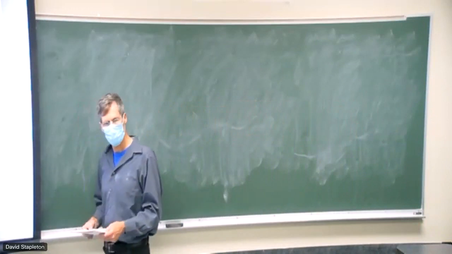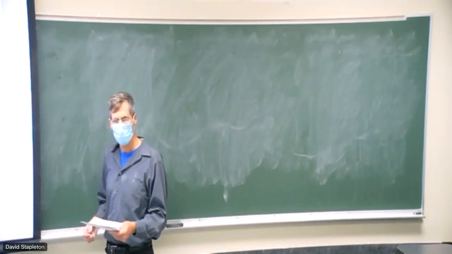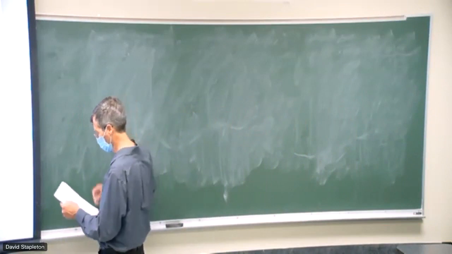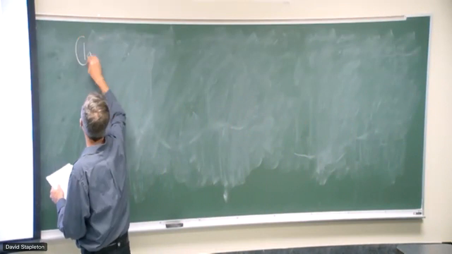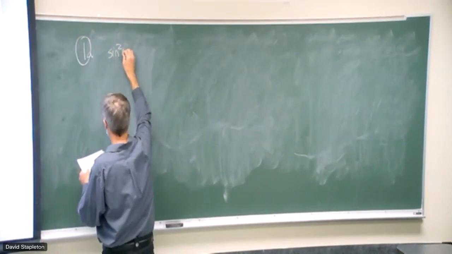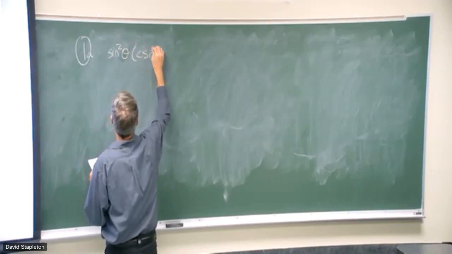Number one, okay, did you want to look at number one, either of you? Yeah. You got it or no? Oh, yeah. Okay. So if you have one A, look at sine squared times cosecant squared minus one.